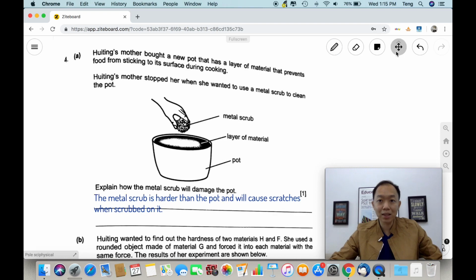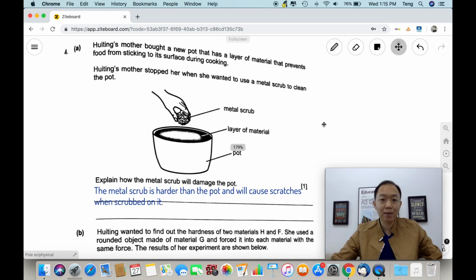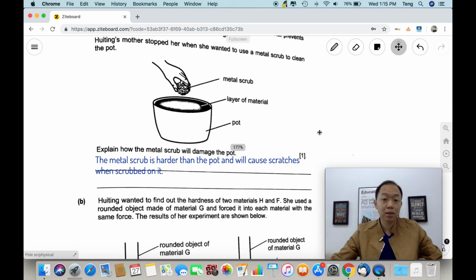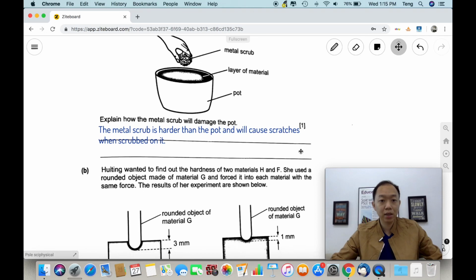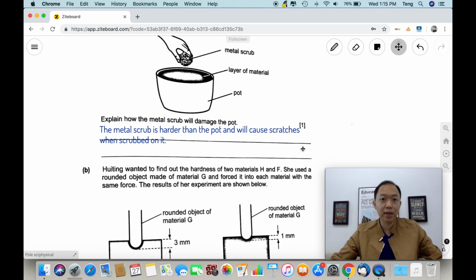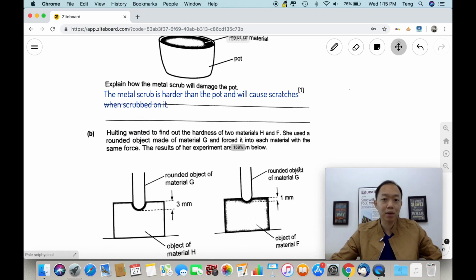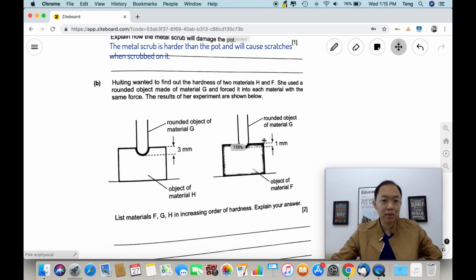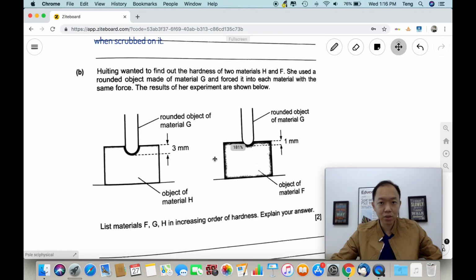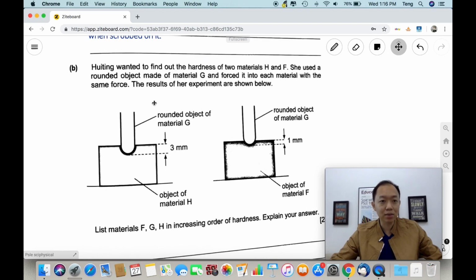So the keyword is harder. Now these are physical properties. For example, hardness is a physical property. What does hardness mean? Hardness is the ability to scratch, whereas there's also strength. But this is about hardness because it's scratch. So if we did want to find out the hardness of two materials H and F, we use a rounded object made of G. Some of these experiments, you really have to see what they're trying to do.